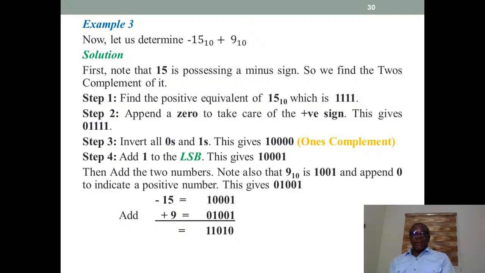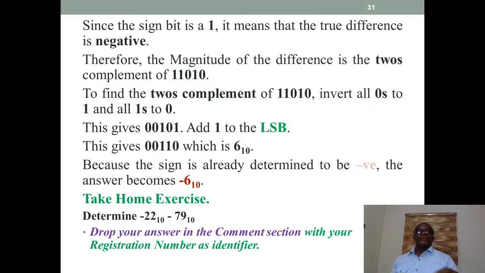Then we add the two numbers. When we added the two numbers, it will give us 11010. So automatically, the most significant bit is a 1, showing that the number we have is a negative number. Our result is a negative number. That is the indication of that 1 at the most significant bit. So since the sign bit is a 1, it means that the true difference is negative.